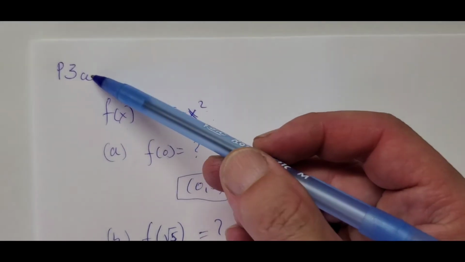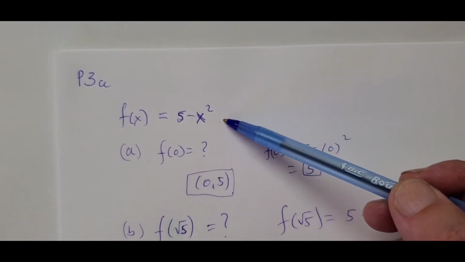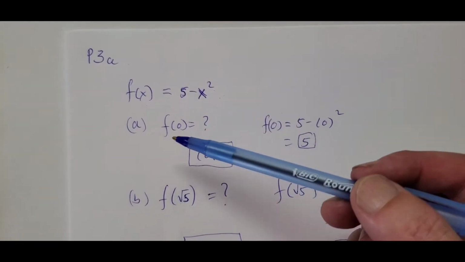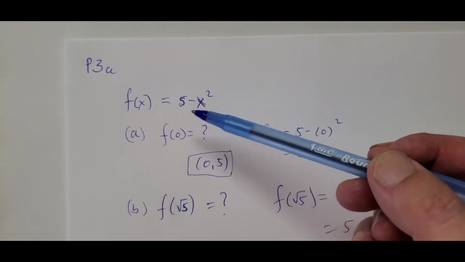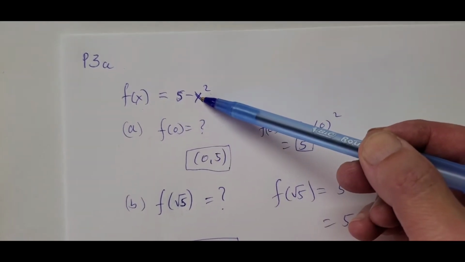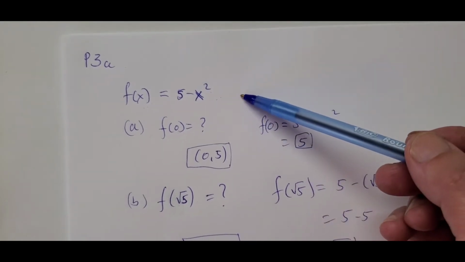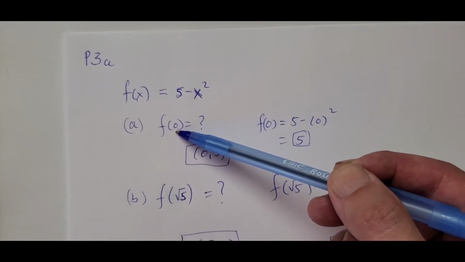This lesson is P3a. Here you have a function 5 minus x squared. You are going to replace all the x by that value. Okay, so again, you're going to replace the x, all of them, if there are many x's. And then you replace it by 0.